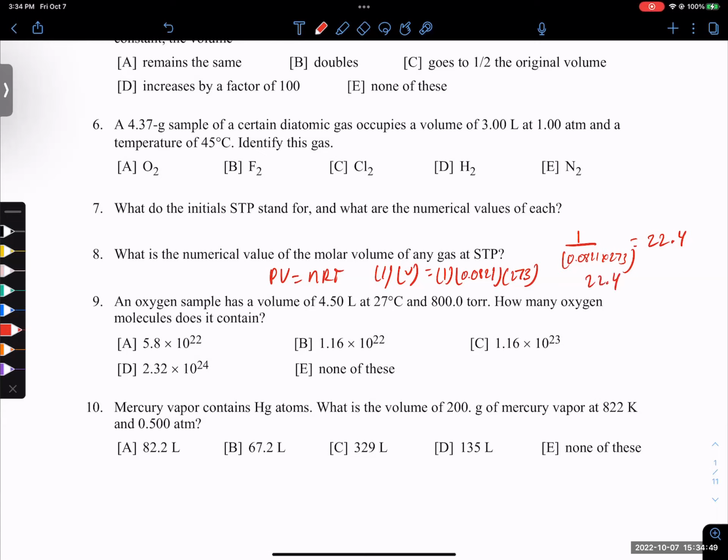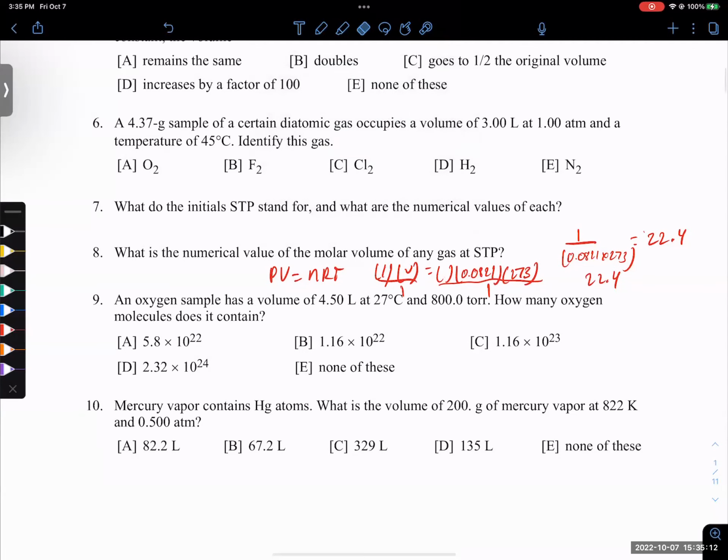Wait, why did you do 1 over? What do you mean? For the volume, because you divide both sides by all this. 1 times V is really the same thing as V. Okay, this over 1, that over 1. So flip that.